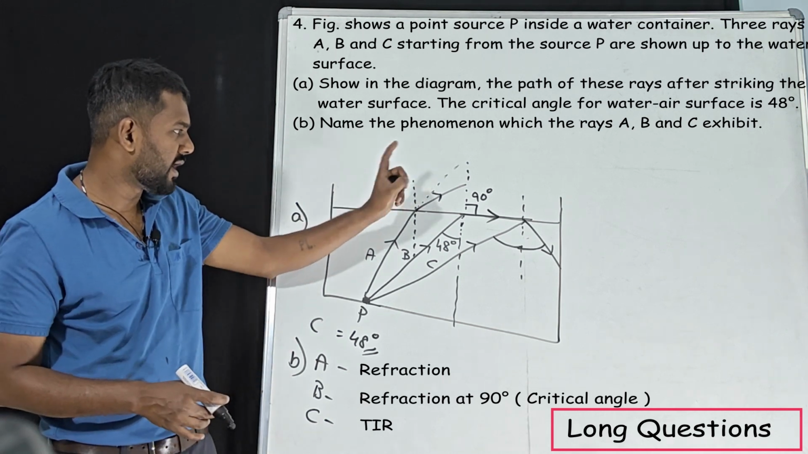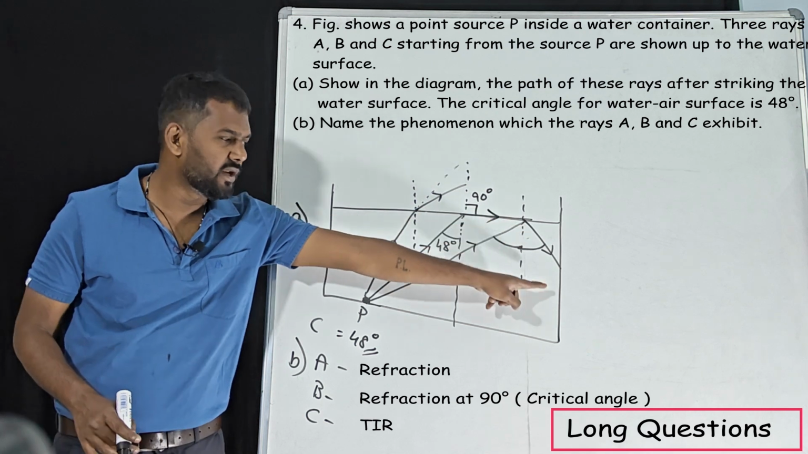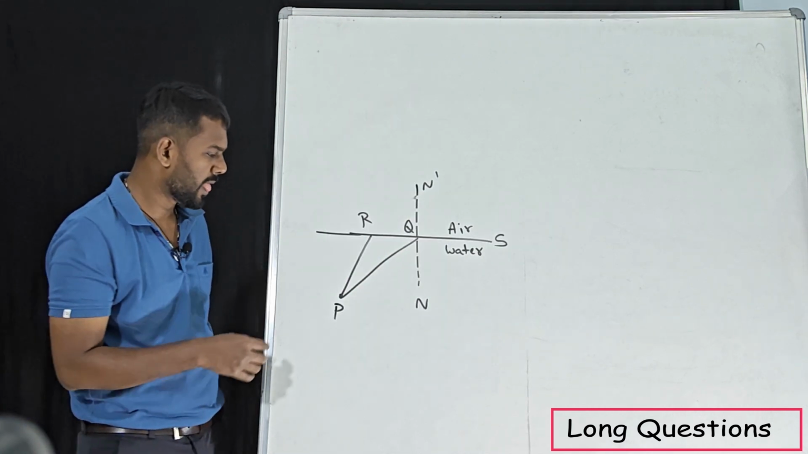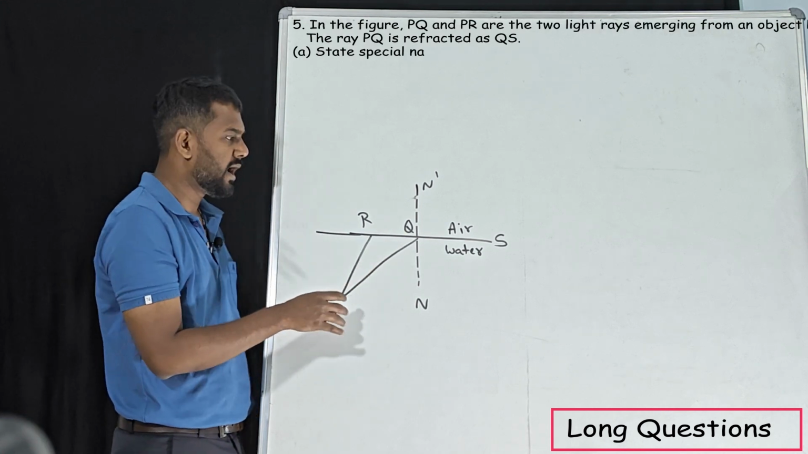A, refraction. B, refraction at 90 degree. C, total internal reflection. That's it. Our next question: for this figure, P is the source, PR and PQ are the rays.